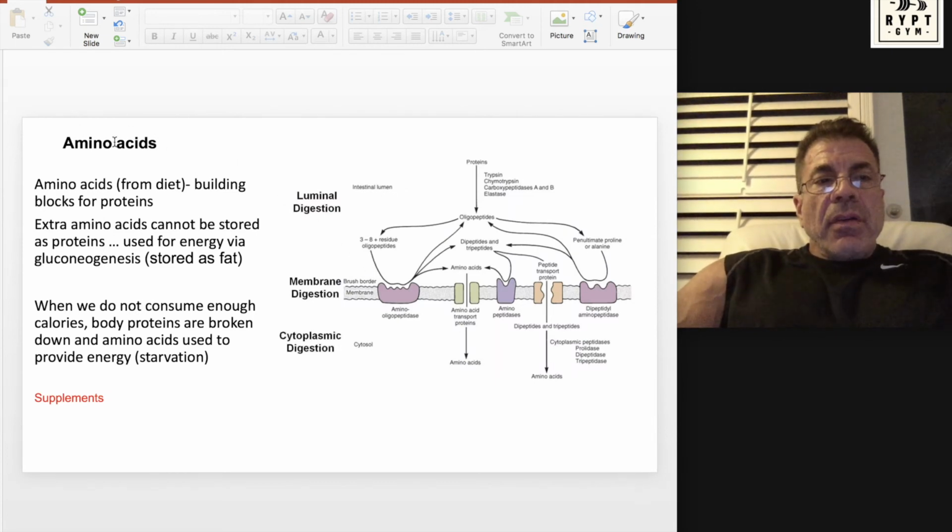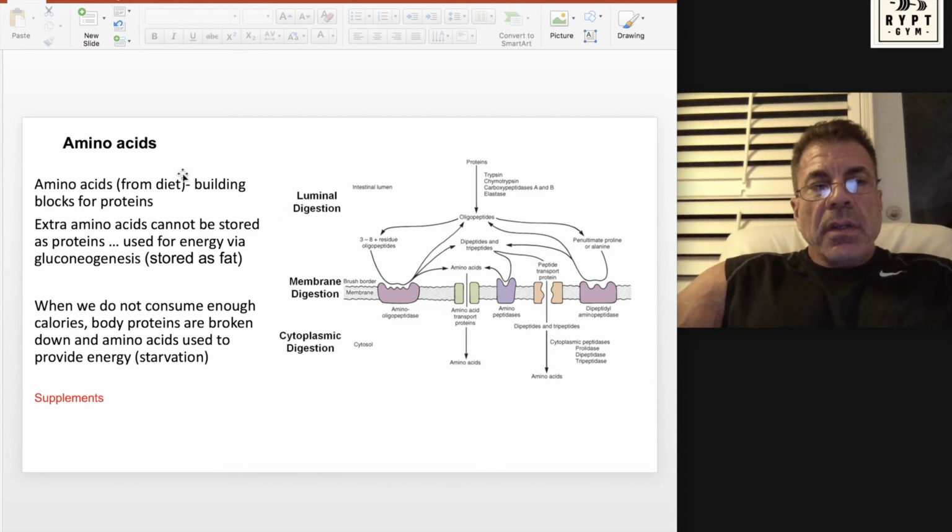Amino acids are the building blocks of proteins. So in order for protein synthesis to occur to build our muscles, we need amino acids. So what are amino acids? Well, they're protein breakdown. So we eat, again, our protein.